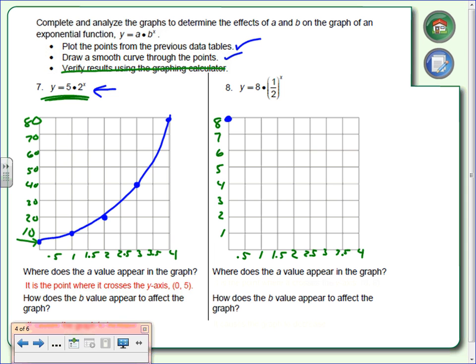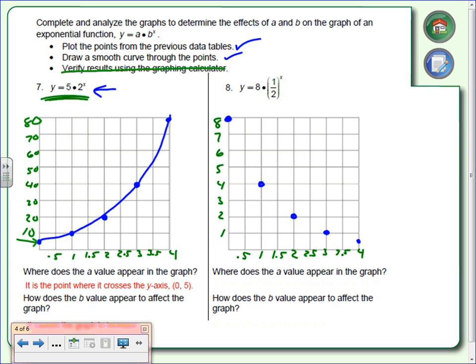The next ordered pair you had was the ordered pair 1, 4. So everybody finds 1, 4, put a dot. The next ordered pair was 2, 2. There's 2, 2. The next one is 3, 1. And the last one is 4, 1 half. 4, 1 half is going to be right about there.